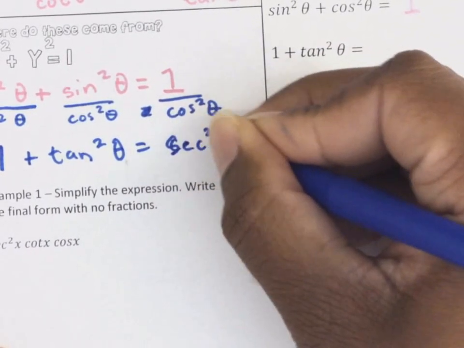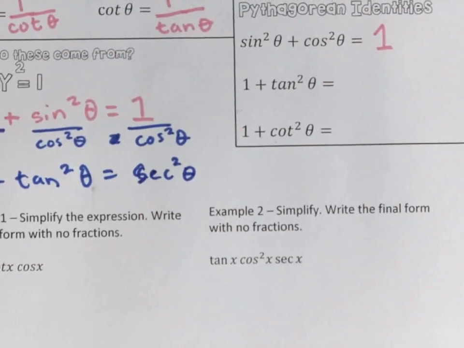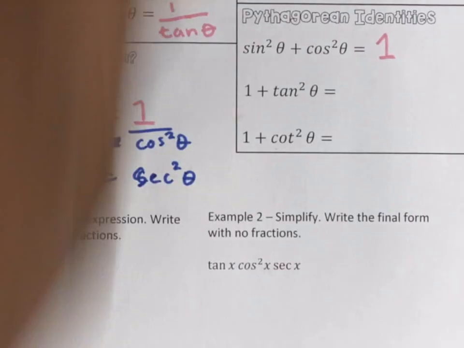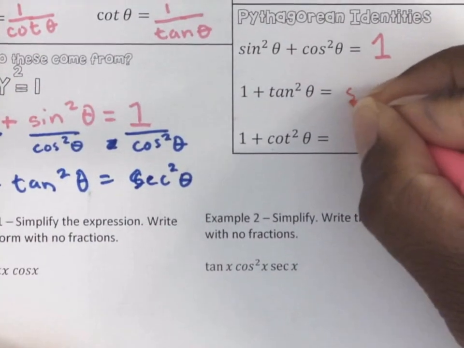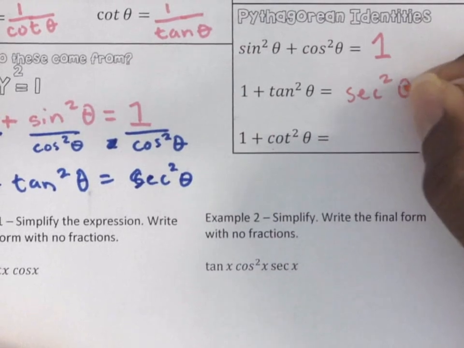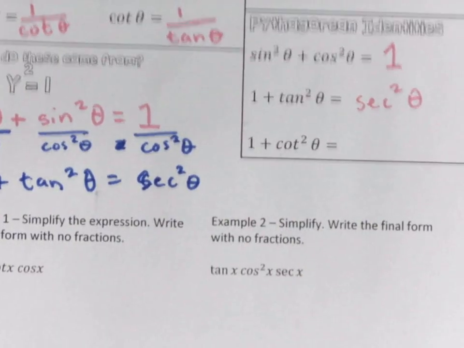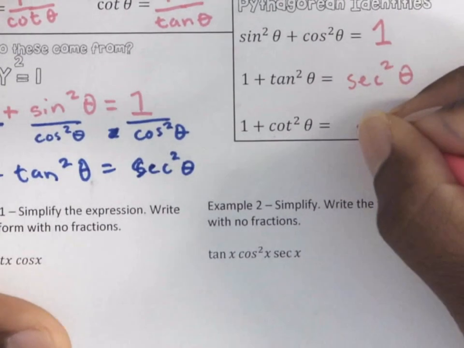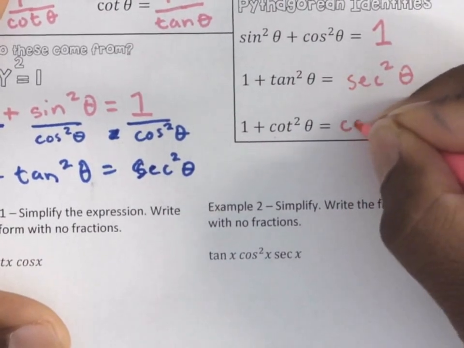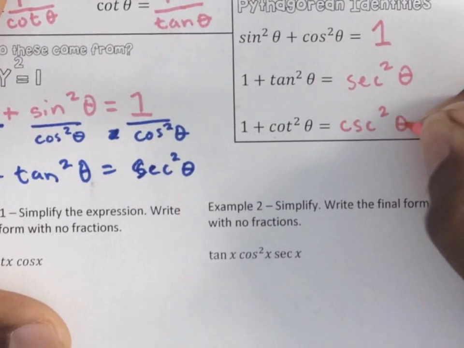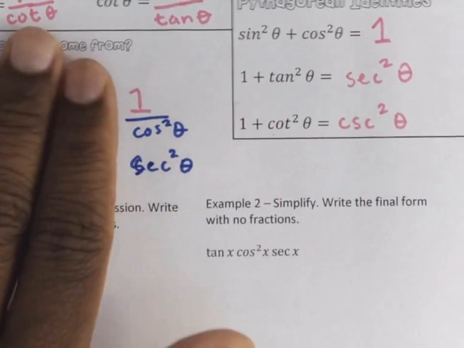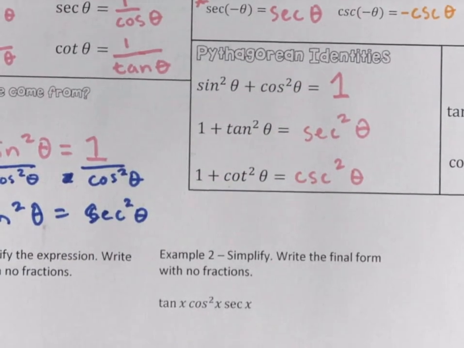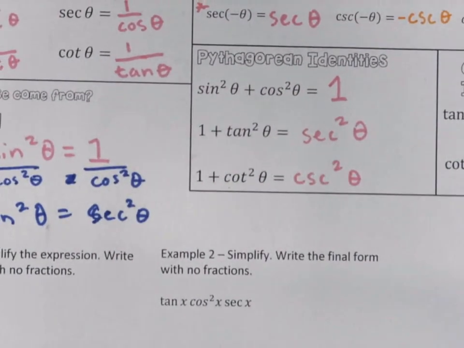So this isn't all we're doing today. This is where these come from. For this one, 1 plus tangent squared theta would be secant squared theta. And on this last one, if I divided everything by sine squared, what I would get is cosecant. So you don't have to remember all this, you just need to know these ones. This is where it comes from: Pythagorean's identity, we change it into trig.